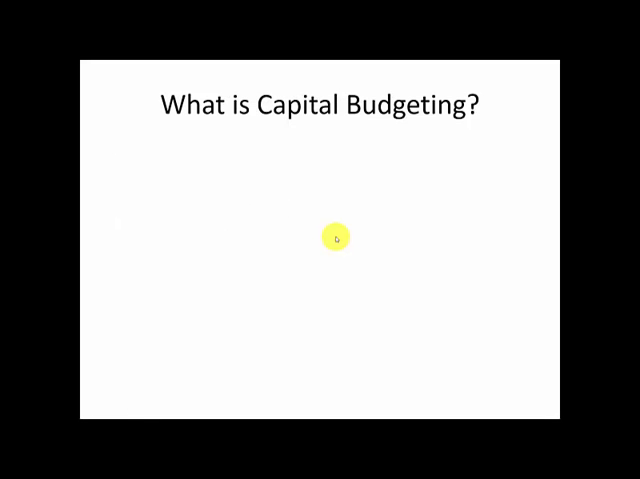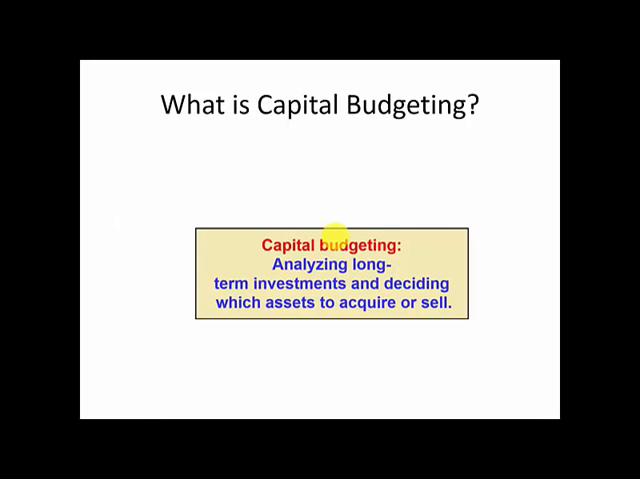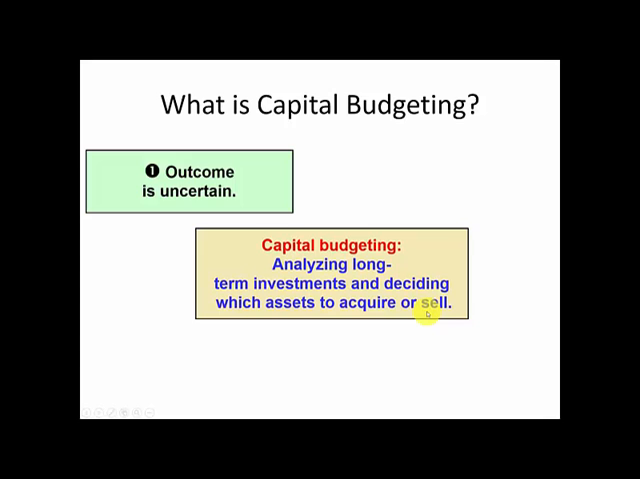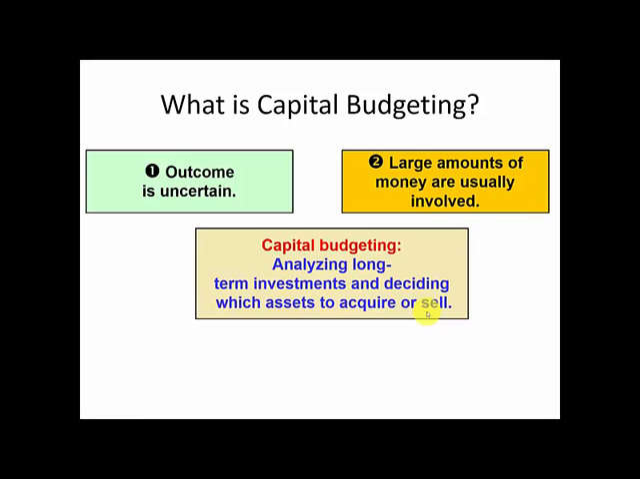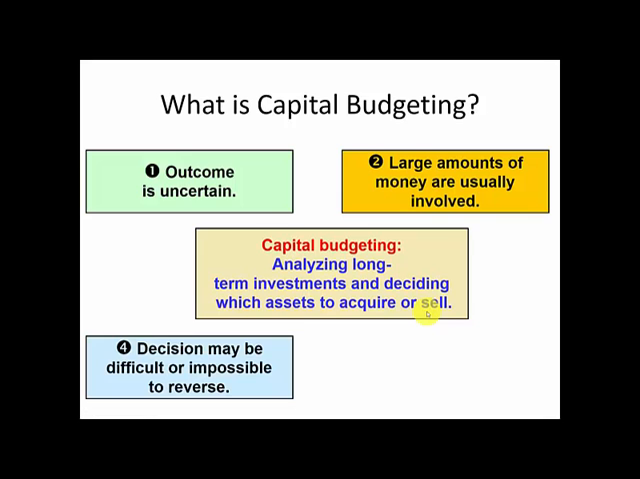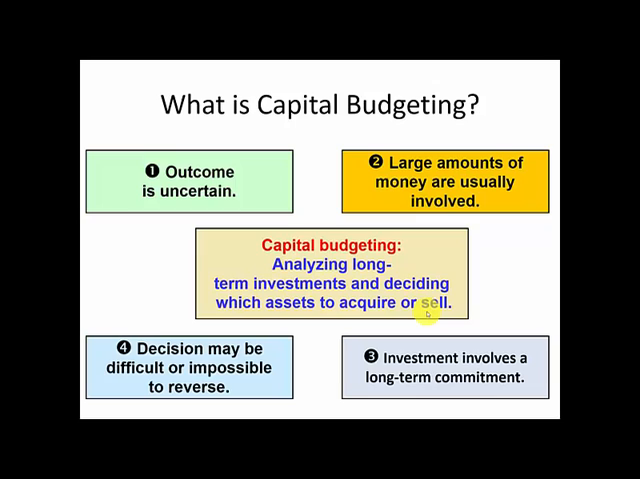So what is capital budgeting? Capital budgeting is analyzing long-term investments and deciding which assets to acquire or sell. The outcome is uncertain, large amounts of money are usually involved, and the decision may be difficult or impossible to reverse once you get going, and the investment involves a long-term commitment.